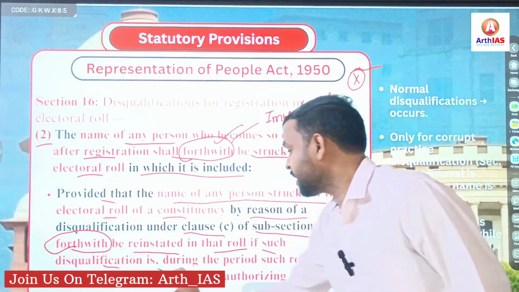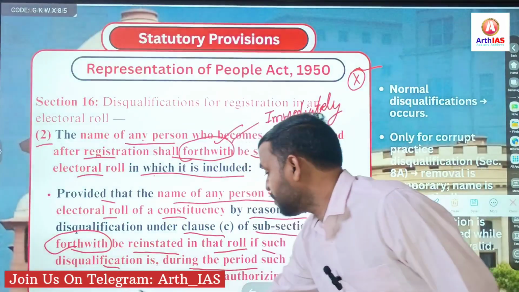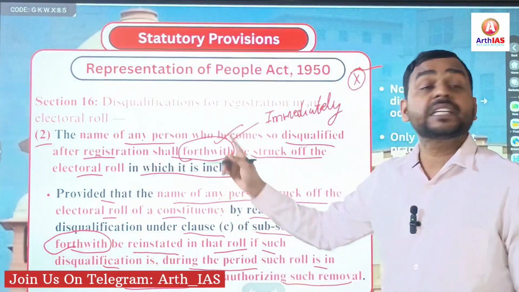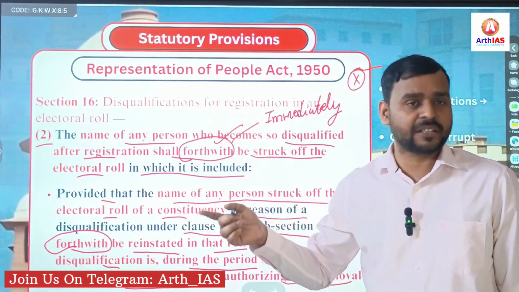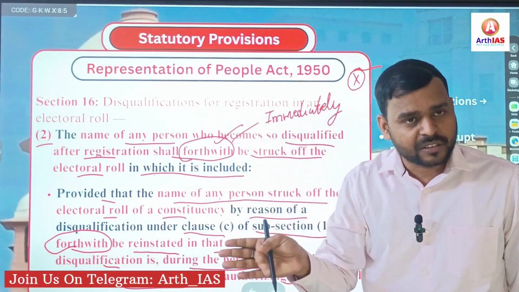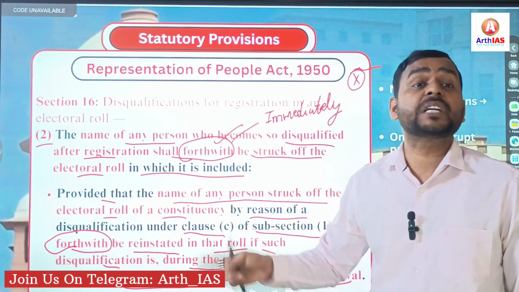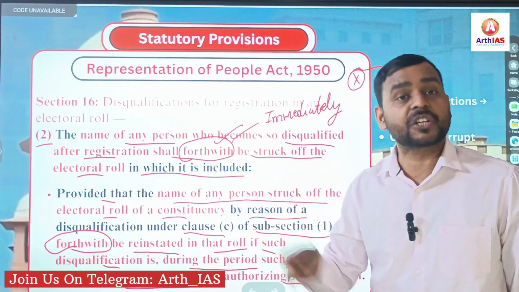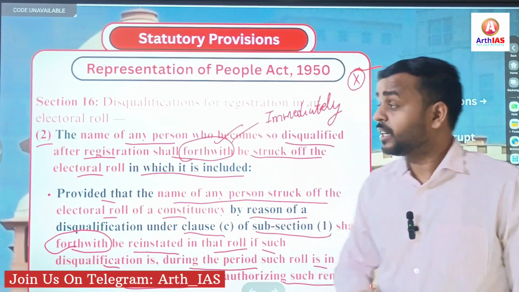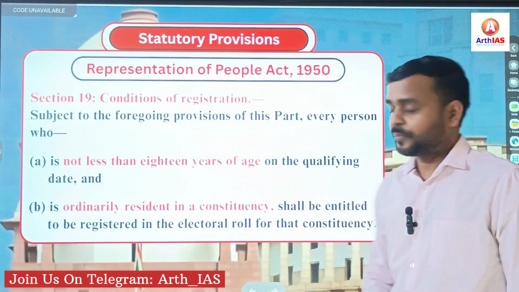If such disqualification during the period such roll is in force is removed under any law authorizing such removal. So in simple terms, the person's name has been removed from the electoral roll, but due to some reason the court has rejected the conviction of the person. So with immediate effect, without any delay, the person's name should be reinstated, means re-registered in the electoral roll. That is the simple explanation. Clear?